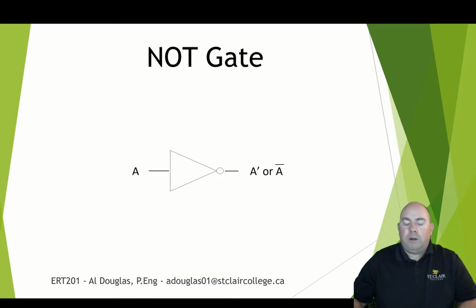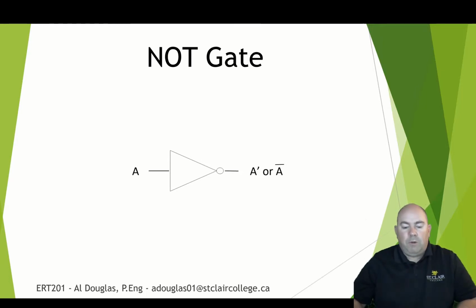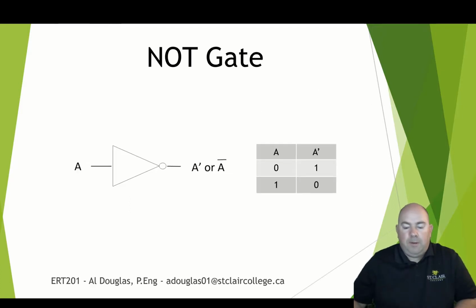And the third gate we're going to talk about is the NOT gate. The NOT, or the inverter, and basically what this says is that whatever your signal goes into it, if A is on, the output will be off. If A is off, the output will be on. So this basically just flips that signal. So if we have a 0 over here, we're going to have a 1 over here. If we have a 1 over here, we get a 0 over here. It just flips the signal. It is an inverter, or NOT gate.